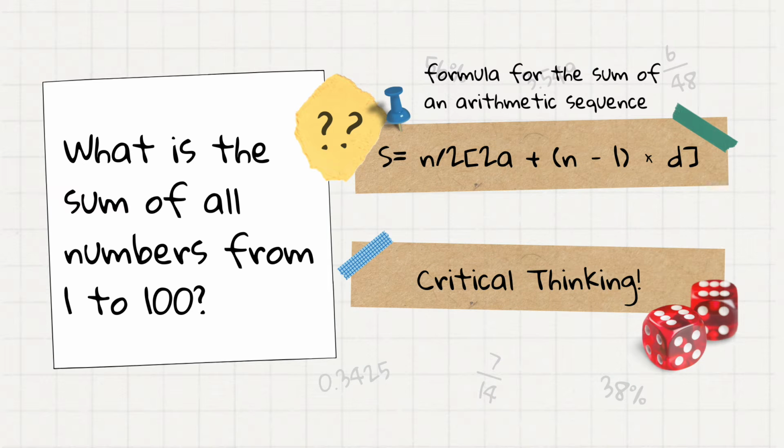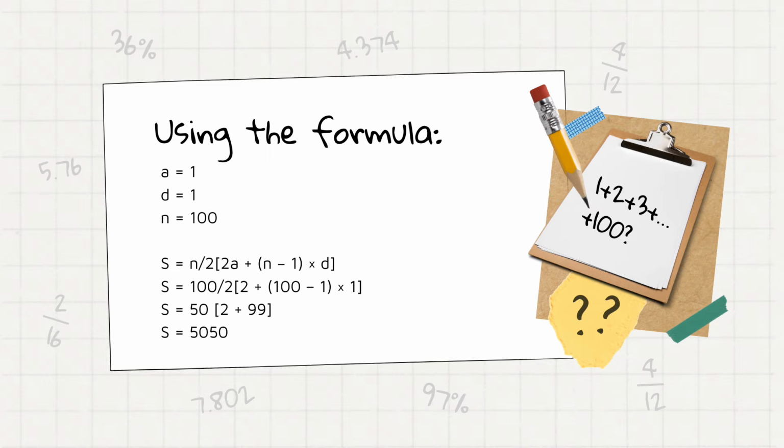For the first question, we have: what is the sum of all numbers from 1 to 100? There are two ways to answer this question. First is by using the formula for getting the sum of an arithmetic sequence, which is: the sum is equal to n over 2 multiplied by the quantity of 2a plus the quantity of n minus 1 multiplied by d. a is the first term, d is the constant difference, and n is the total number of terms. Using the formula, we can get the answer 5050.